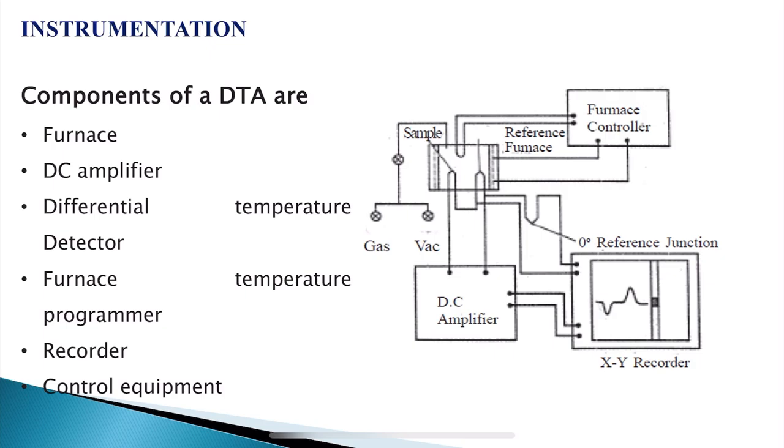And the fourth component is a furnace temperature programmer. The main function of this is to increase the temperature of the furnace at a steady rate, which is what is needed in a DTA. We have to increase the temperature of the furnace at a steady rate. We should not increase it all at once, or let the temperature decrease all at once.